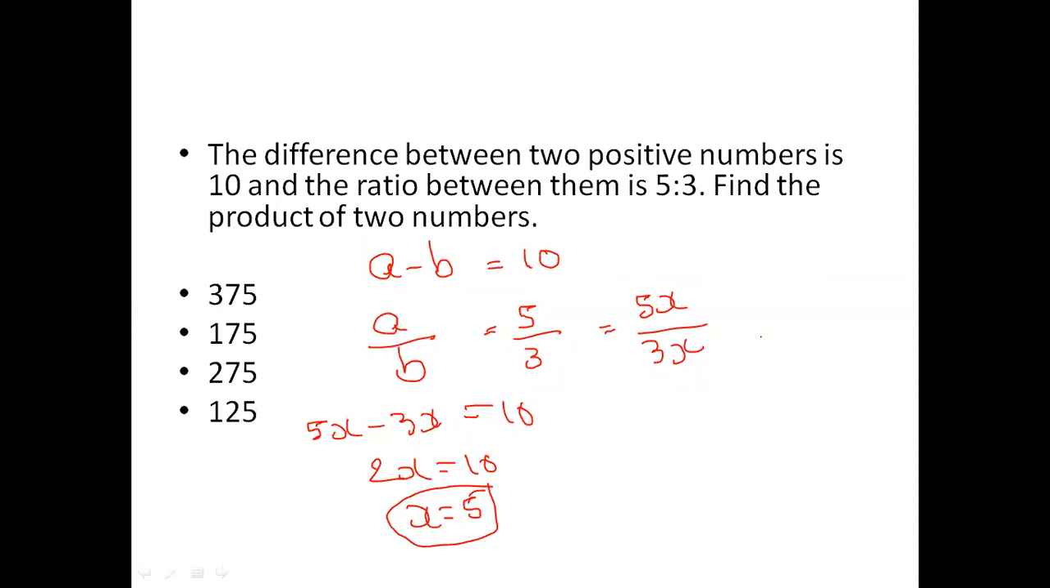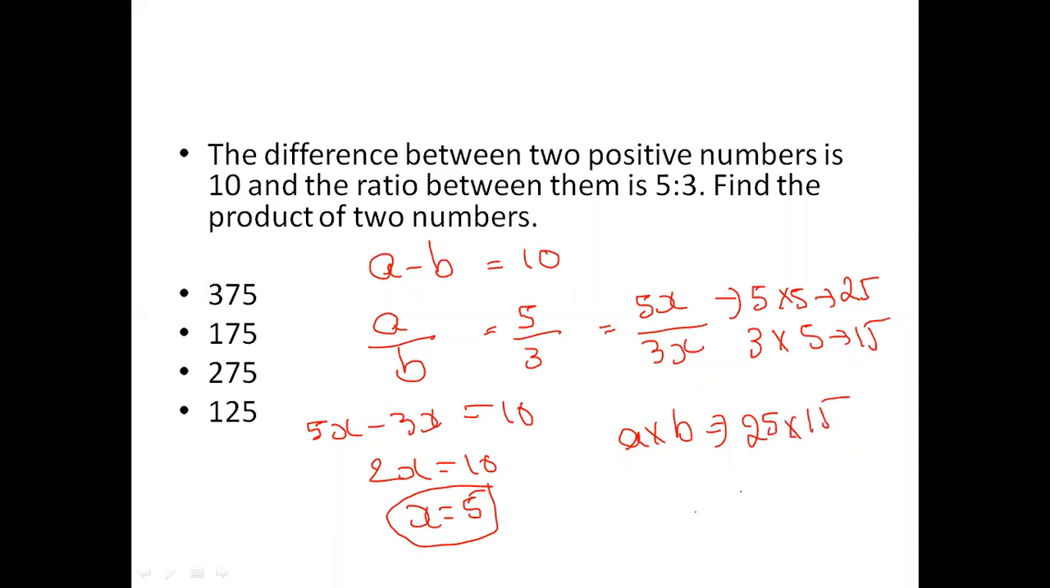Now find the product of two numbers. Product of two numbers means what are the numbers actually? 5 5s, 25 is the number. And next 3 5s, 15 is the number. So product of two numbers means A into B, that is equal to 25 into 15, which is 375 or 275. Just check the multiplication, guys. 25 into 15. It is 375. Yeah, done.